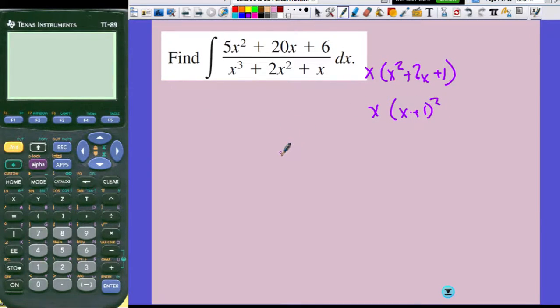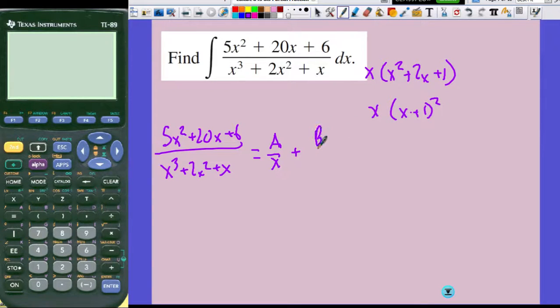Now I'm going to write the decomposed fractions. There's a difference here when I have a squared. I'm going to write the fraction 5x squared plus 20x plus 6 all over x cubed plus 2x squared plus x. It's going to equal a over x. Now we have x plus 1 squared, so we're actually going to do two separate terms. I'm not going to do a b over x plus 1 and a c over x plus 1. Do b over x plus 1, and I'm going to do plus c over x plus 1 squared.